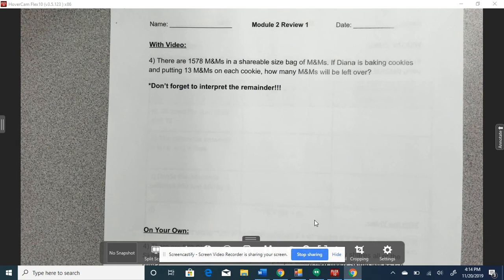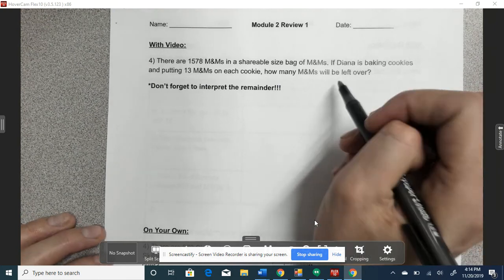Now let's try dividing within a word problem. Since it's a word problem, I know that my numbers have context, so I want to make sure I'm answering the question carefully. There are 1,578 M&Ms in a shareable size bag of M&Ms. If Diana is baking cookies and putting 13 M&Ms on each cookie, how many M&Ms will be left over?